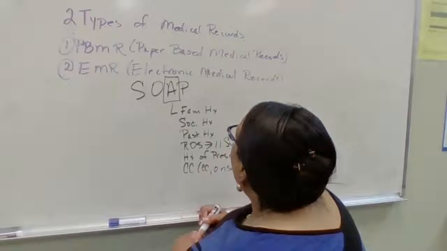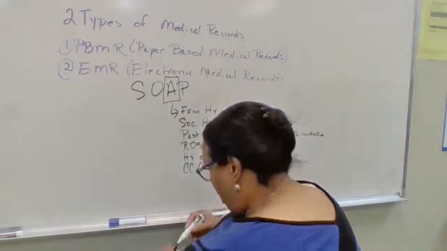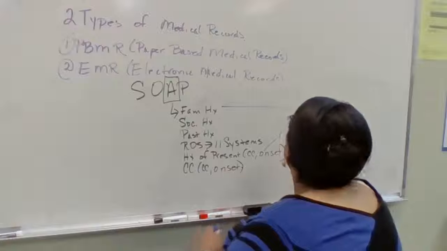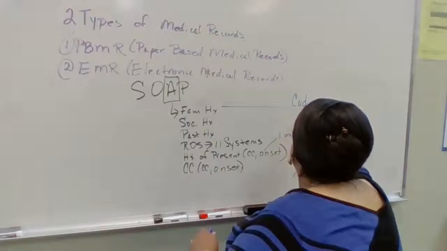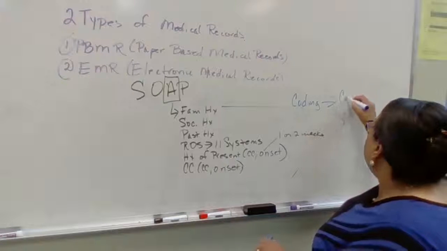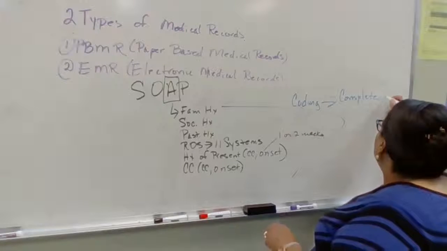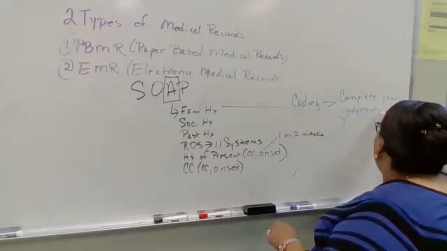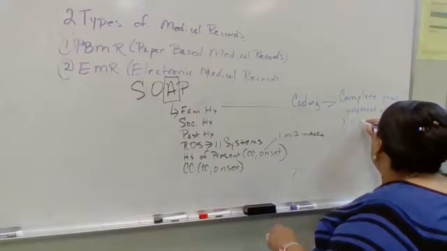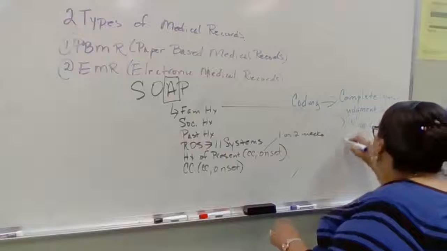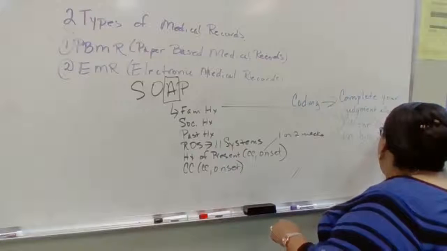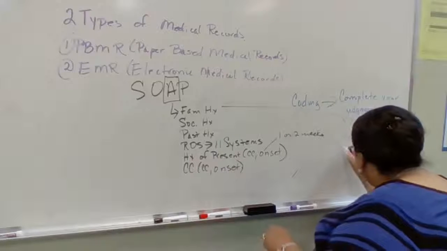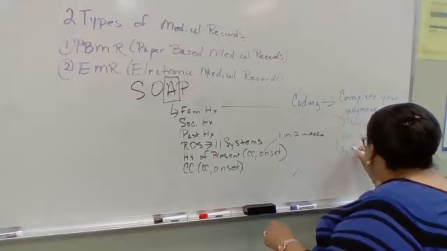Now, all of this matters when you are doing coding. This helps you complete your judgment along with the doctor on his outcome. Outcome being the what? The 2 kind of codes. What are they again? Diagnosis and procedure codes.